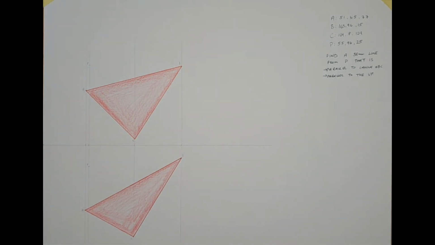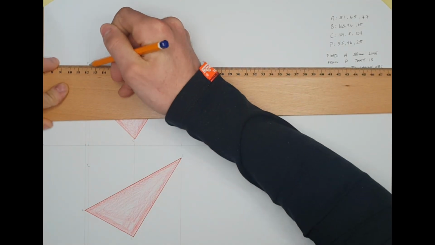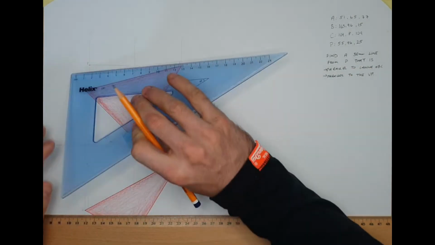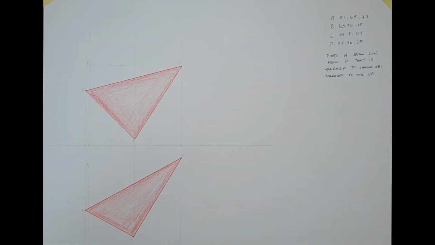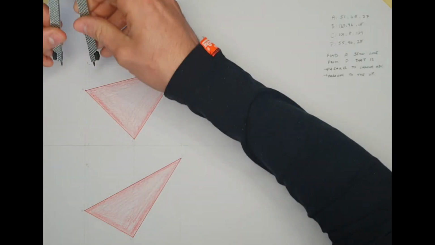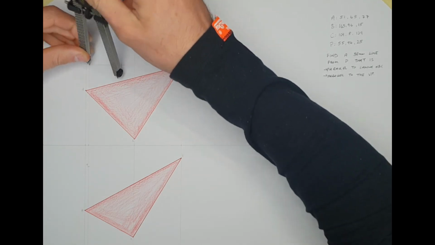So from point P, we want to draw a line 38 millimeters long, parallel to the vertical plane. So let's do that one first of all. Let's start off with just one line. One line from point P, 38 millimeters long, parallel to the vertical plane. There it is. That's just one single line. Then let's go for all lines that are 38 mm long from point P parallel to the vertical. And that is all possible lines.